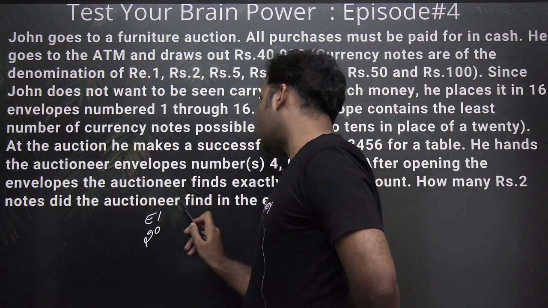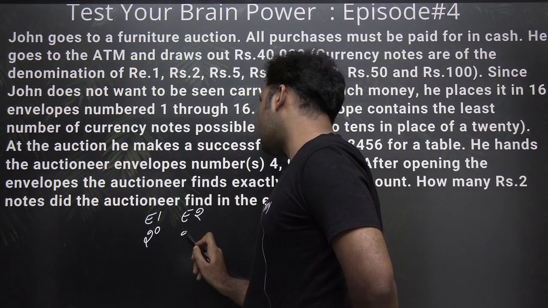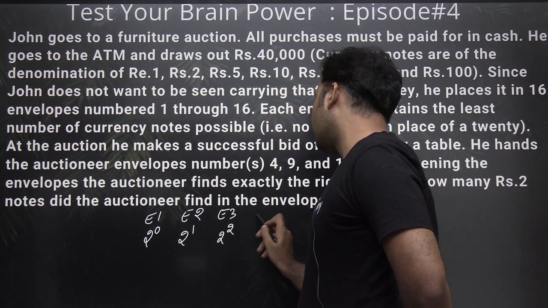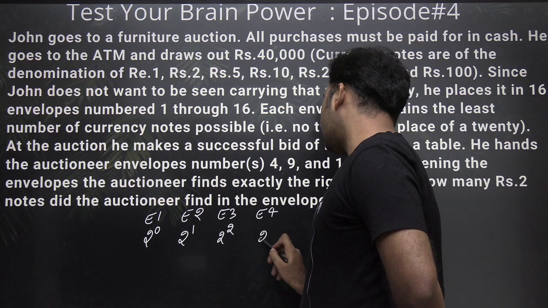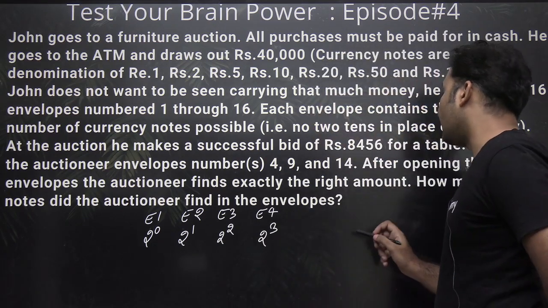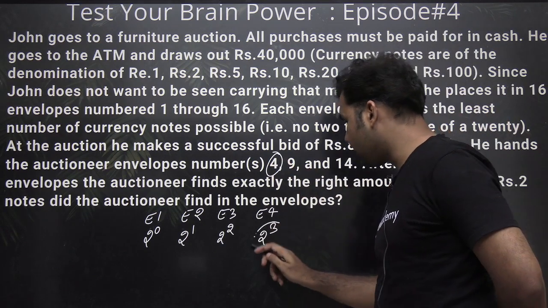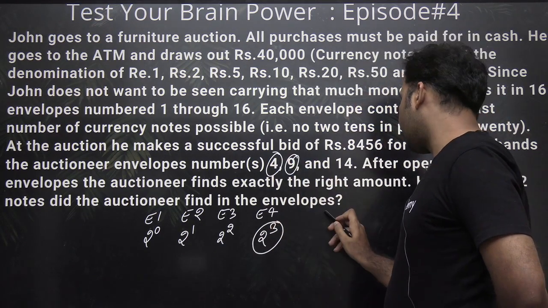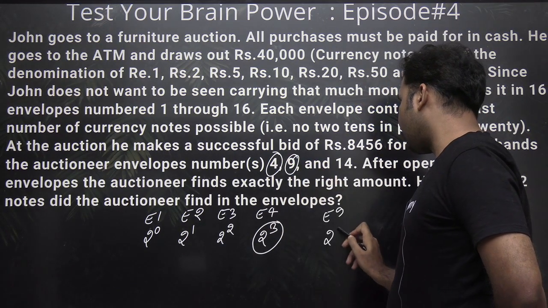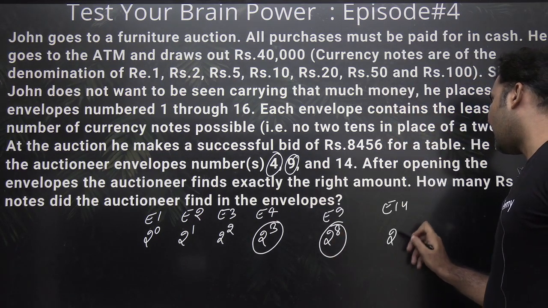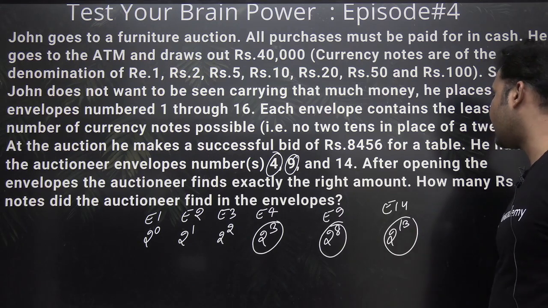Envelope number 1 contains 2 power 0. Envelope number 2 contains 2 power 1. Envelope number 3 contains 2 power 2. Envelope number 4 contains 2 power 3 and so on. Now the question says envelope number 4, so he'll have 2 power 3 rupees here. In envelope number 9, he will have 2 power 8 rupees, and in envelope number 14, he will have 2 raised to power 13 rupees, right?